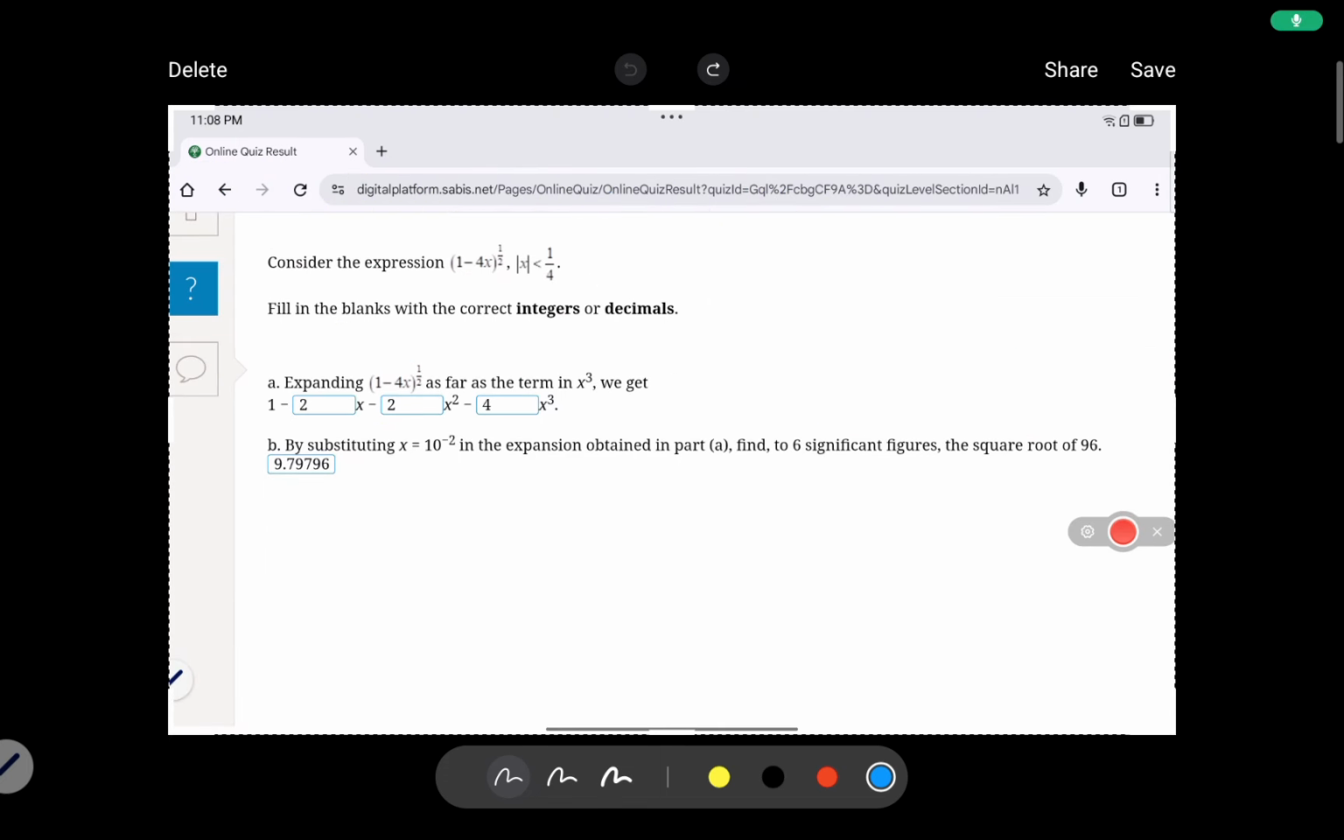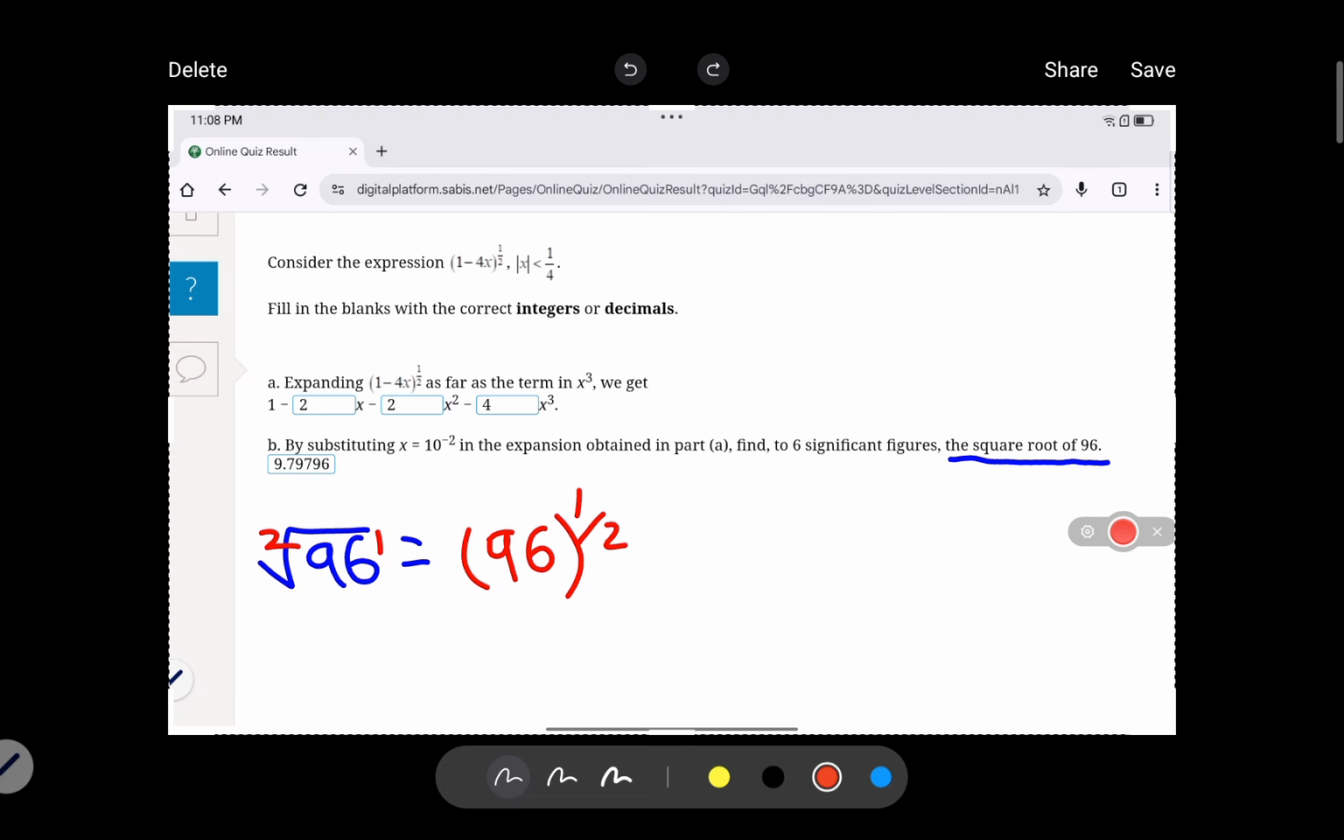Okay, now they want the square root of 96. So, I don't know if your teacher told you this. Here it's 2 and here is 1. So 96 is basically 1 over 2. Like 96 to the power of 1 over 2.